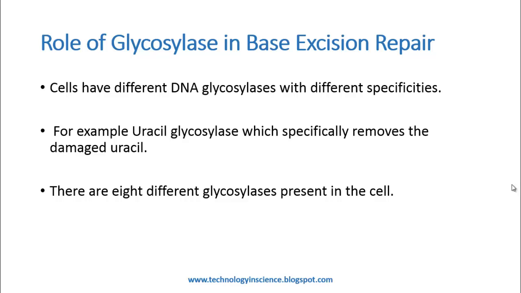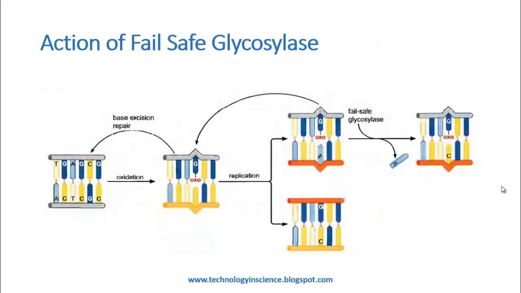Let's see what the role of glycosylases is in the base excision repair mechanism. Normally, cells have different DNA glycosylases with different specificities. For example, uracil glycosylase specifically removes uracil. Like that, there are 8 different glycosylases present in the cell. So this is one example of a fail-safe glycosylase and its action in the base excision repair mechanism.